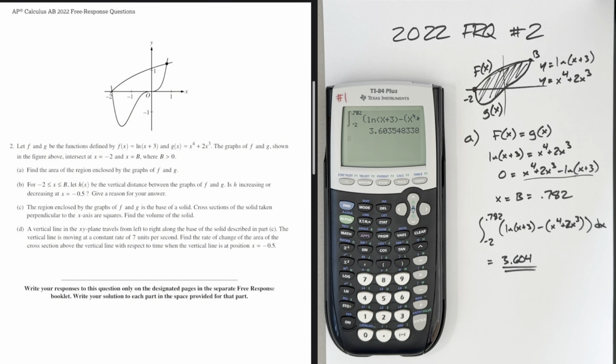Now say we really mess this up and I switch these two. I did the bottom function minus the top function. Well, I would just get -3.604 as my value, and I would just take the absolute value of that, understanding that I had somehow flipped my answer choice. So the final answer to part A, 3.604.